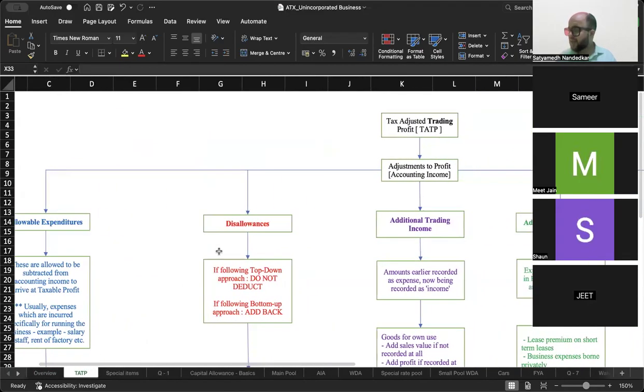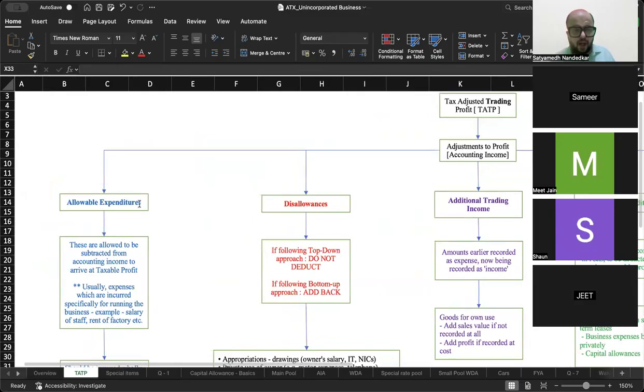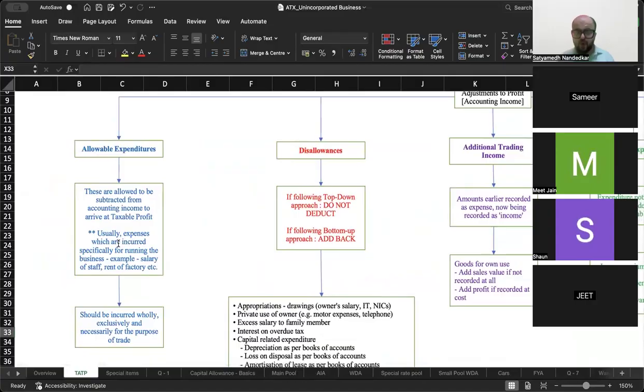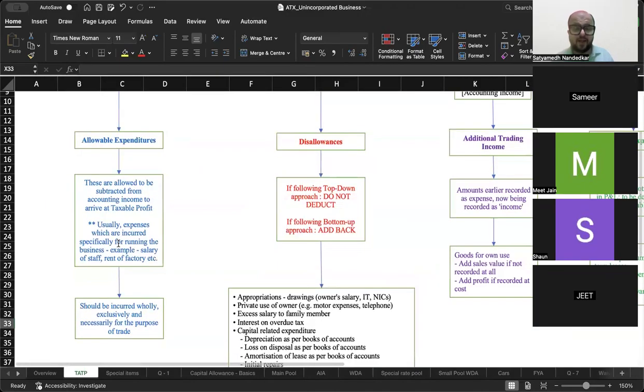How do you calculate the tax adjusted trading profit? The calculation of tax adjusted trading profit basically has allowable expenditures. These are allowed to be subtracted from accounting income to arrive at taxable profit. These are expenses incurred for running the business. The only test you have to apply here is, are the expenses incurred wholly, exclusively, and necessarily for the purpose of trade? Then there are certain disallowances. What are disallowances? Amounts that are not allowed to be subtracted from total revenue to arrive at taxable income.